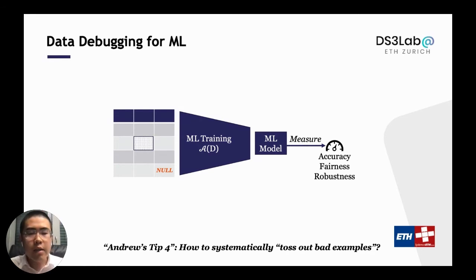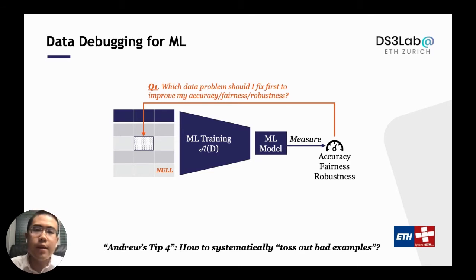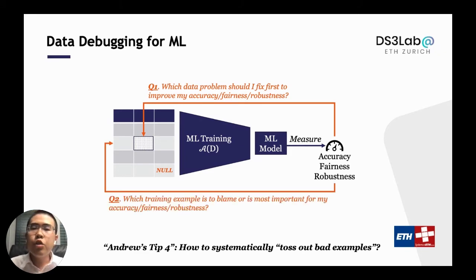So we have been looking at two problems. The first problem is that there is a lot of data noise in the data examples, right? Not all of them are equally important. If you have to clean some data examples, which one should you pick to clean? And second is which training example is to blame, or which training example is the bad example for your final utility? How can we answer these two questions in a systematic way?